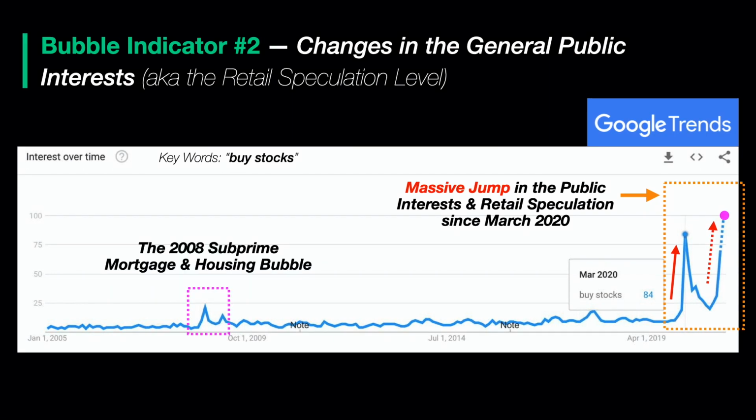We can even compare it with the public interest level back in 2008 before the crash. We can see that the differences are huge, and that is a really dangerous sign we should pay attention to. This sudden massive jump to the upside is definitely indicating that there is a huge amount of retail traders jumping into the stock market, and this could be the beginning of building a new stock market bubble.